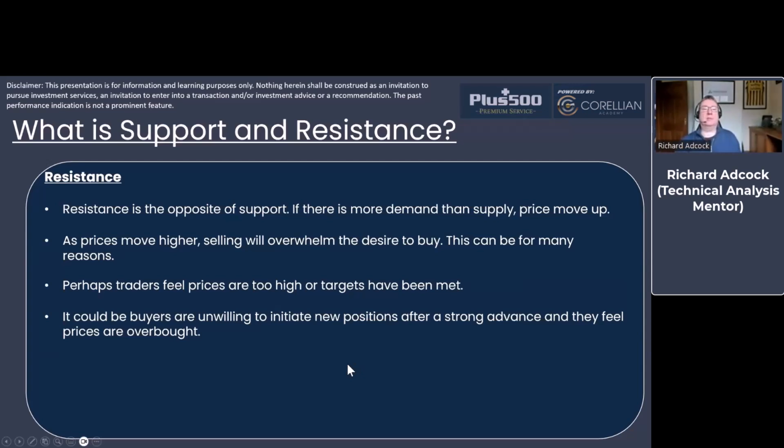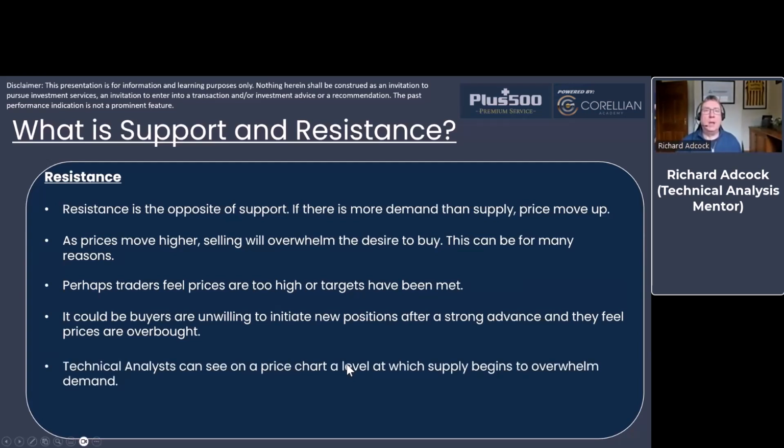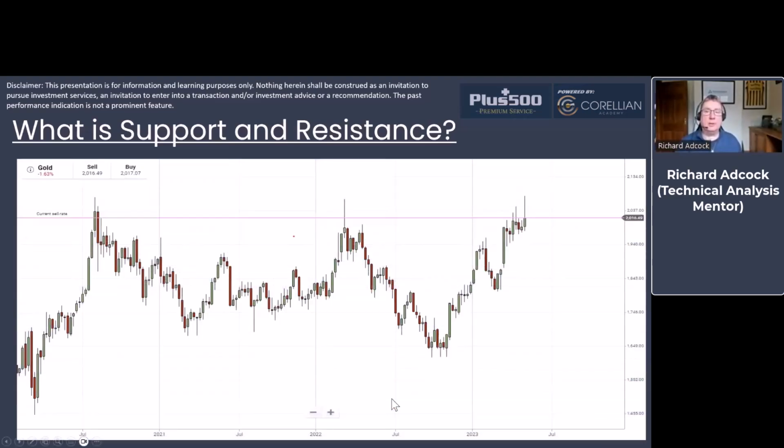It could be that buyers are unwilling to initiate new positions after such a strong advance, and that they feel that prices are hitting overbought levels once more, from which the market needs to see some sort of correction. But by actually plotting this price activity on a chart, technical analysts can see at which level this supply in an uptrend or demand within a downtrend is beginning to overwhelm the dominant trend, and whether or not that's starting to see price activity reversing and developing a new trend.